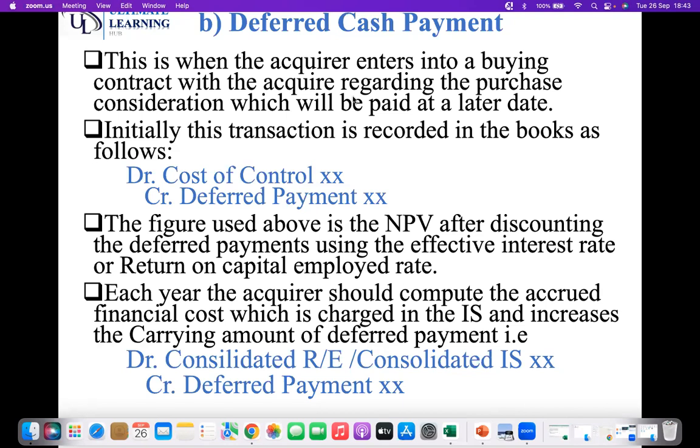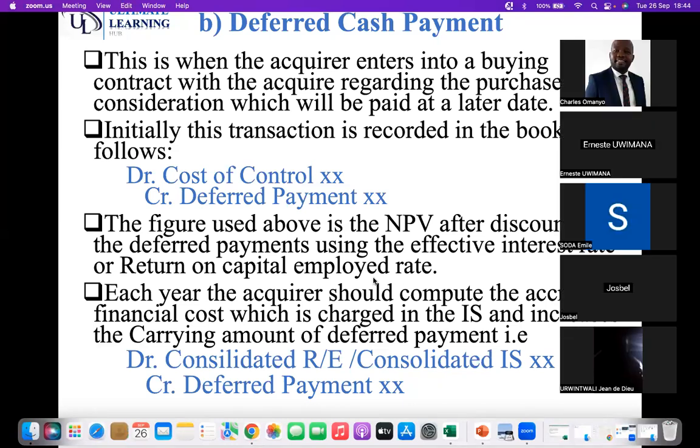Discounting formula is normally learned in managerial finance or financial management. So how do we discount? We normally use the formula 1 divided by (1 plus r) raised to power n. That is the formula that is used to convert future value into present value. So we are saying that in deferred cash, point number 1, you must convert future value into present value.